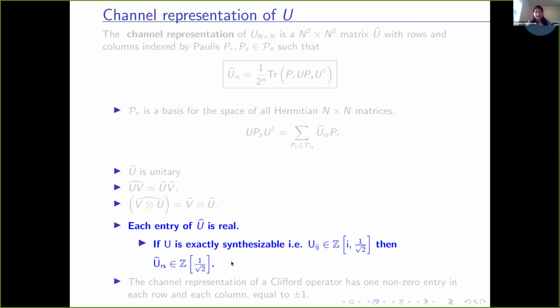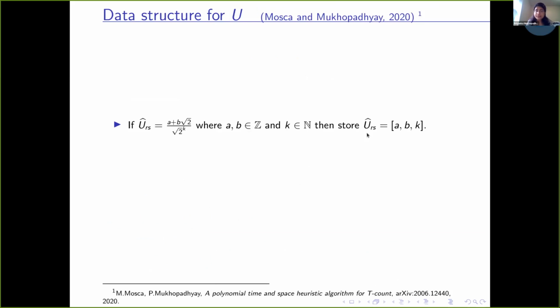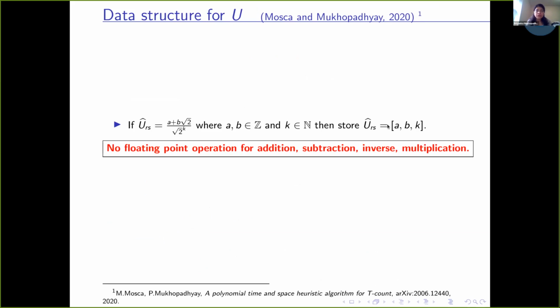Now, as I said, each entry of this channel representation of a unitary comes from the ring Z[1/root 2]. Thus, we can represent each of these entries by a tuple of 3 integers, a, b, and k. And so we do not need any floating point operation for any of the operations we have done, for addition, subtraction, inverse, or multiplication. All our algorithms only use integer arithmetic.